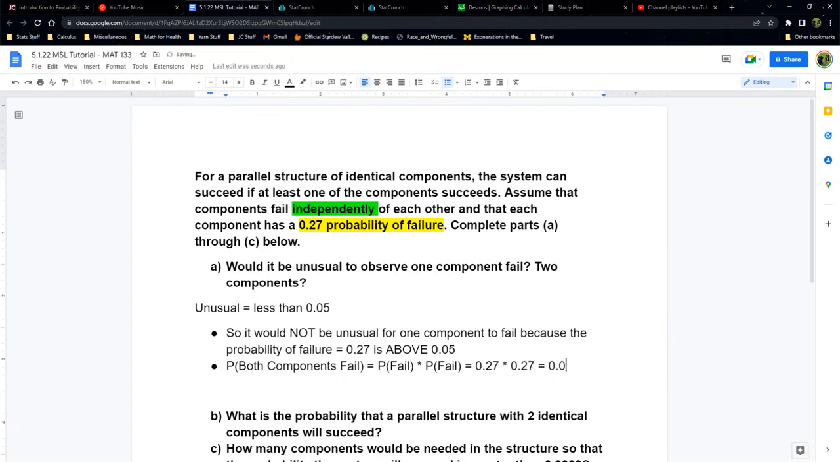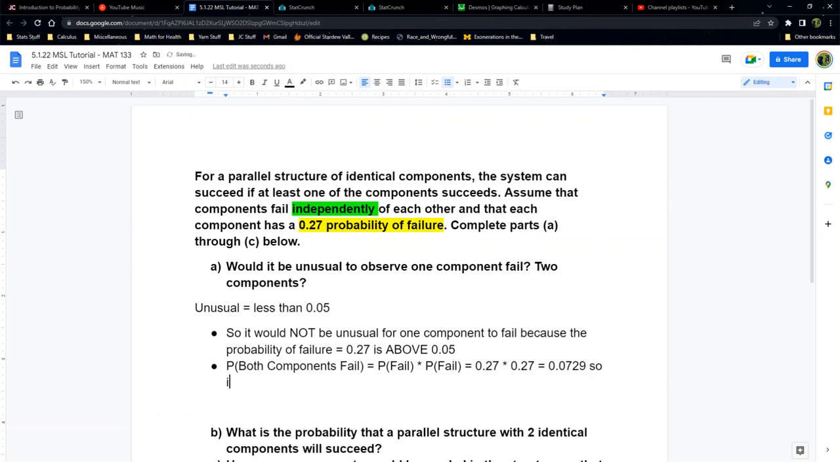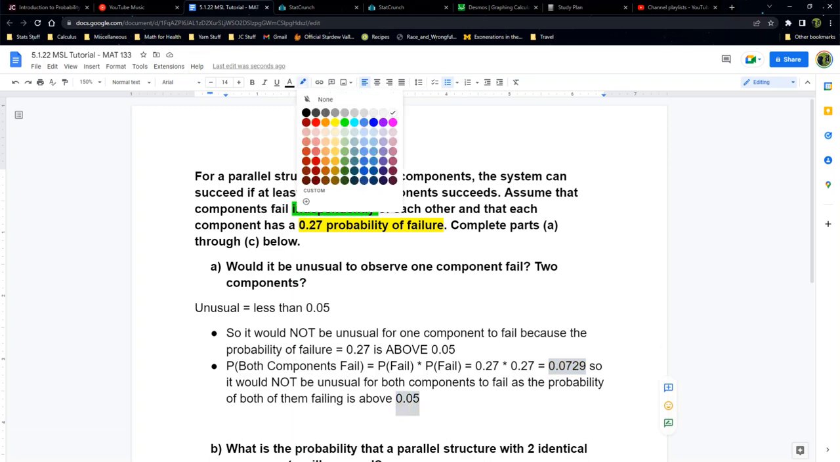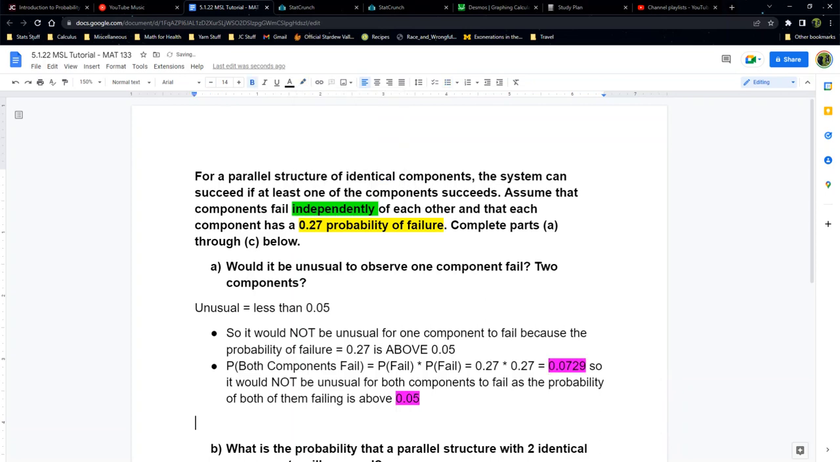All right, so this was 0.0729, which is still not unusual. So it would not be unusual for both components to fail, as the probability of both of them failing, 0.0729, is above 0.05. Right? So compare this 0.0729 to this 0.05. Since 0.0729 is greater than that, then it's not unusual.